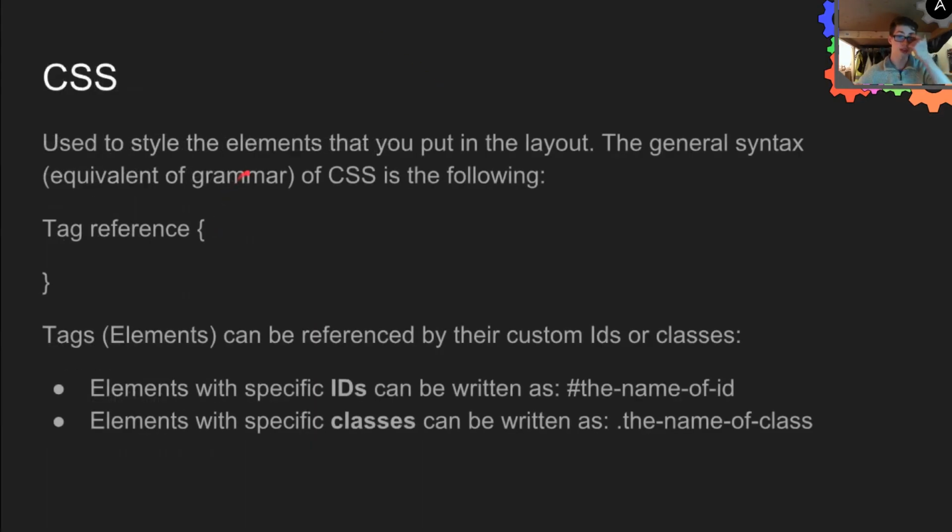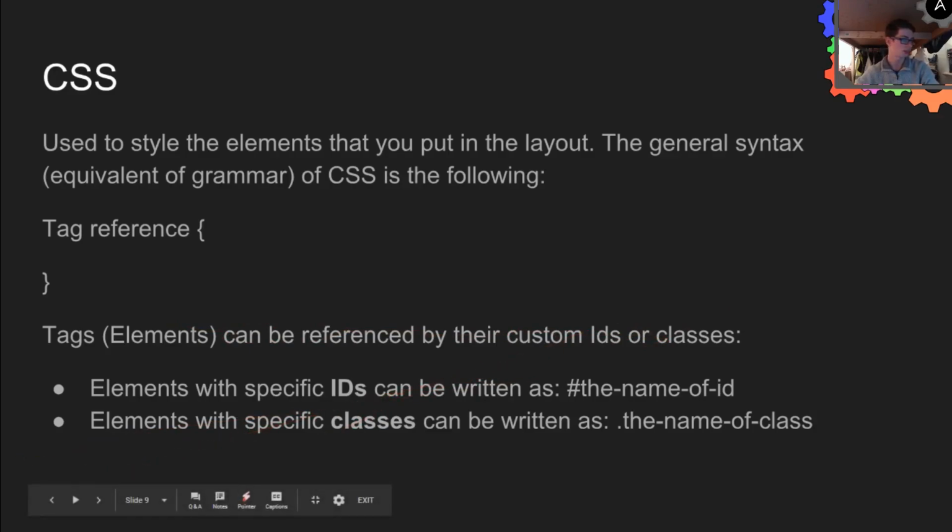Next one is CSS. CSS is used to style the elements on the page. Sorry, the general syntax, which is the equivalent of grammar of CSS, looks like this. It has the name of the tag, and then it has an opening curly brace and a closing curly brace. Everything inside it is the styling. Tags, I'm saying quite a lot, is another word for elements. Tags and elements are sort of interchangeable. They're the same thing, so they can be referenced by their custom IDs or classes.